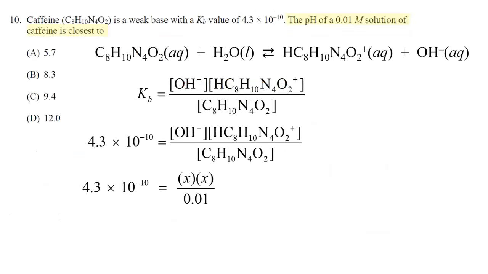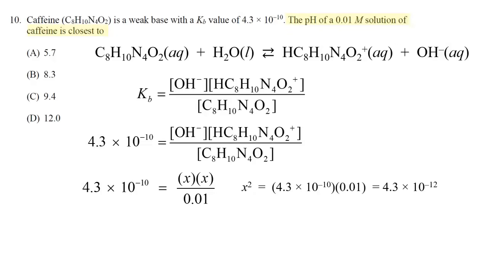So we have the Kb, which is 4.3 times 10 to the negative 10. We have the concentration of caffeine in the denominator, which is 0.01. And in the numerator, we have two unknown but equal quantities represented as X and X. So X squared is equal to 4.3 times 10 to the negative 10 times 0.01, and that equals 4.3 times 10 to the negative 12.